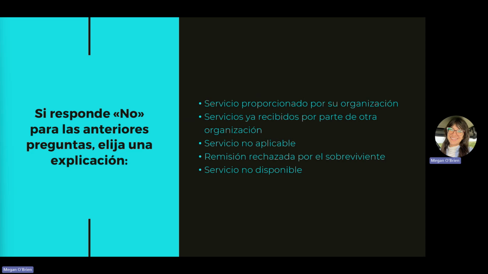Maybe the survivor did not want the referral. So maybe they needed a safe house referral, but they didn't want it. You would indicate that. And then finally, maybe the survivor wanted the referral and it was applicable, but there was no service available. Maybe they wanted and needed livelihoods programs, but in your context, there is no livelihood program. Here you would select that. That is, again, really important to indicate because it's a big advocacy point when it comes to advocating for programming and funding.